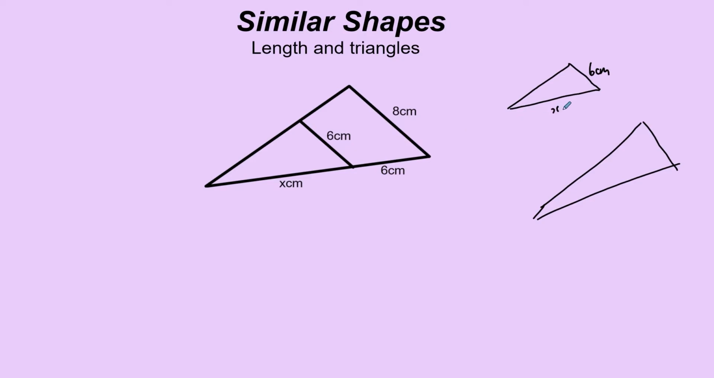Now if we look at the smaller triangle, this part here is 6 centimetres, this part here is x centimetres. The bigger one, the outside one we're looking at, the whole outside side is 8 centimetres here. Now this bottom line is x plus 6 centimetres. That's going to make things a little bit more complicated, but we're going to start off the same way that we did before. What we want to do is find x.